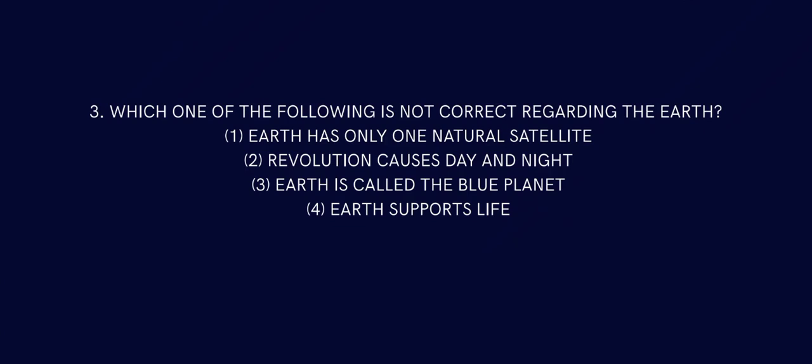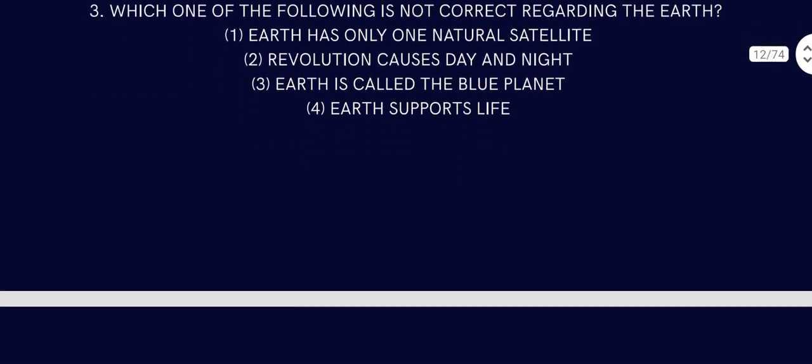Earth is called the blue planet. Of course, Earth is called the blue planet because if you move away from the Earth and go to a satellite, you will see the Earth is covered with water, mostly seawater. From above it seems blue. That is why it's called the blue planet. Earth supports life. Yes, Earth supports life. That's why we all live here and not on any other planet. So the wrong option is that revolution causes day and night, because it is rotation.